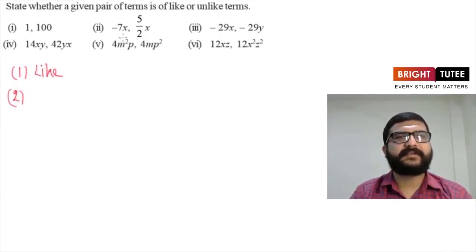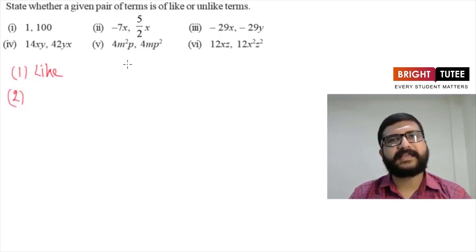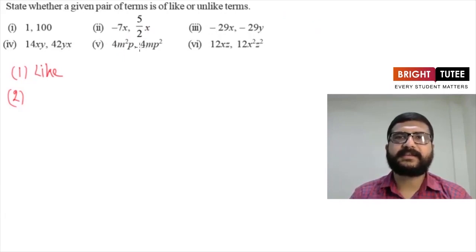Now let's see for the second one, it is minus 7x and 5 upon 2x. So what are the algebraic factors here? For the first term minus 7x, algebraic factor is x, and for the second term which is 5 upon 2x, here also algebraic factor is x. So in both the cases algebraic factors are x only, so it means these two terms are also like terms.